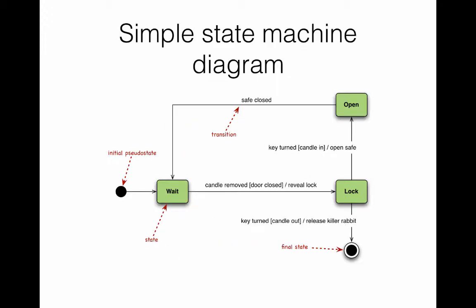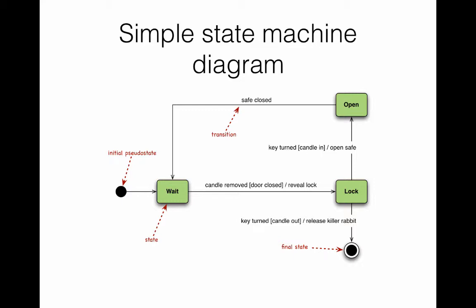Okay, here's a simple state machine diagram for an adventure game in a Gothic castle. I think Fowler was getting a little bored with the traditional state diagram examples at this point in the book. Anyway, the system begins in the wait state. Let's say we've just entered a small room in a Gothic castle.